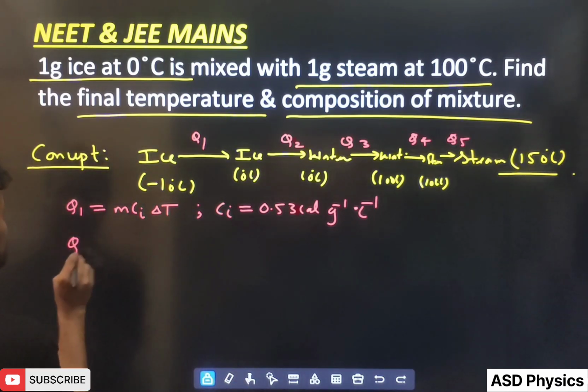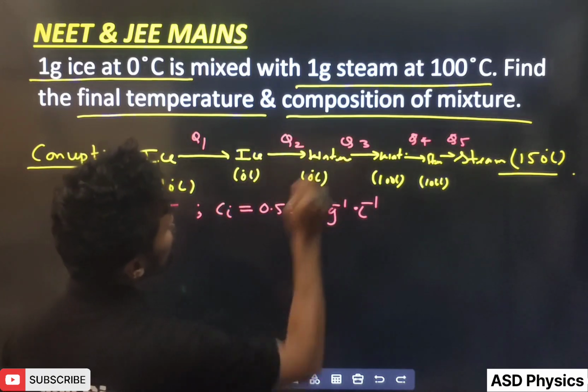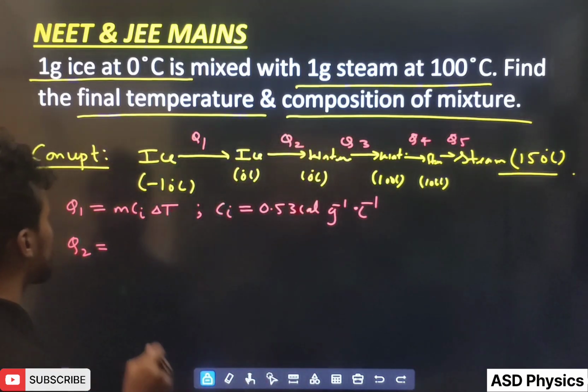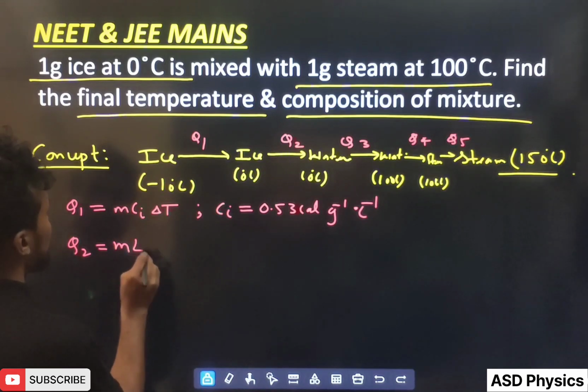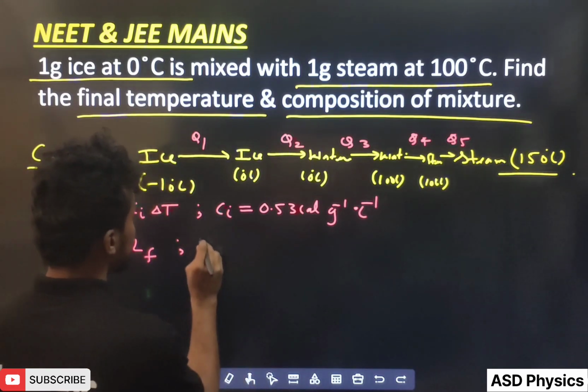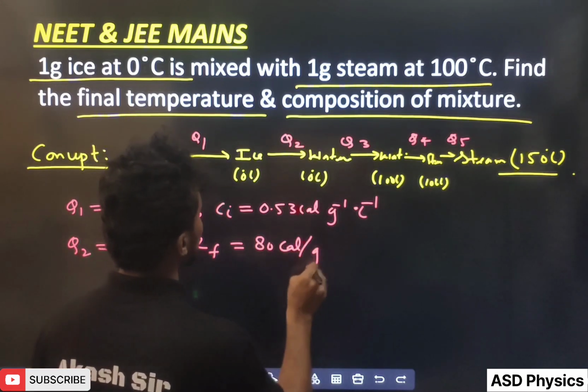Similarly, what is Q2? Here you can see ice at 0 to water at 0. Here the state is changing, temperature is not changing. That means here we have to use the formula m L_F. And what is L_F? Latent heat of fusion, and its value is 80 calorie per gram.